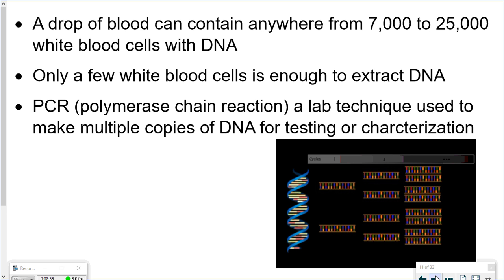And one reason that we can use such a small sample is because we have PCR or polymerase chain reaction. This we're going to talk about a little bit more later, but it's a lab technique used to make multiple copies of DNA for testing or characterization. So even if they have a single cell, they'll start with that one single cell of DNA and copy it to where we now have 2 copies. Those 2 will go through to make 4 copies. Those 4 copies will go through to make 8, and this will continue until we have a large enough sample to test.